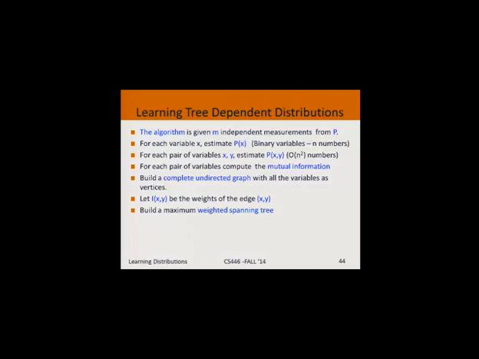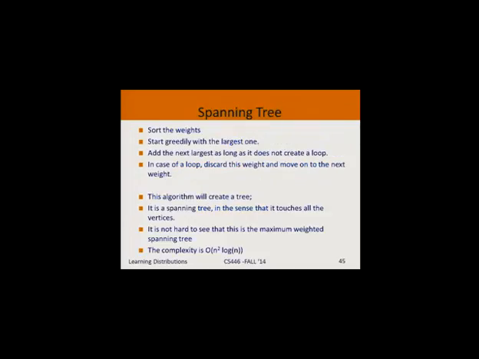And just to remind you, how do I build a maximum weighted spanning tree? It's a very simple algorithm that you know. Sort the weights, and in a greedy fashion, start with the largest one, add the next largest one, as long as you don't create a loop. If there is a loop, discard this weight, move on to the next one, and basically keep on going. Very easy to see that you're going to get a tree.